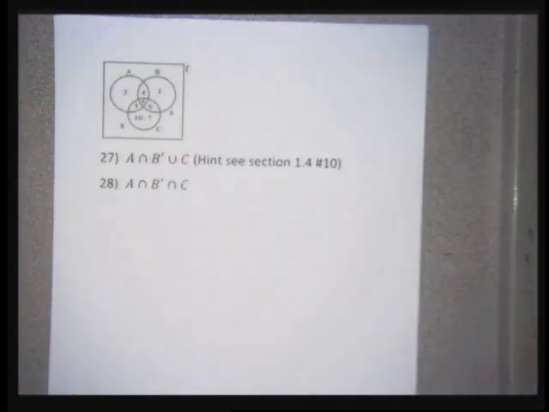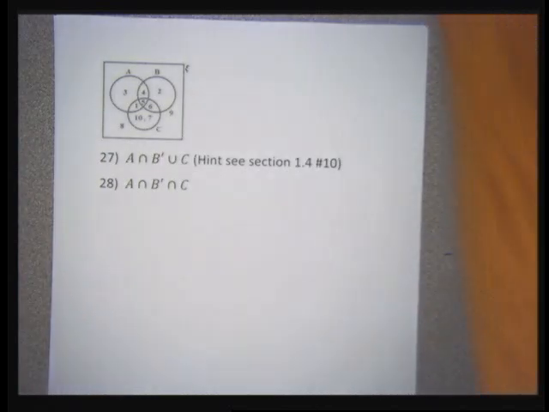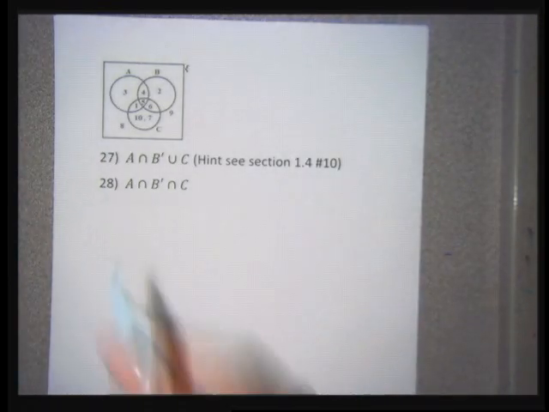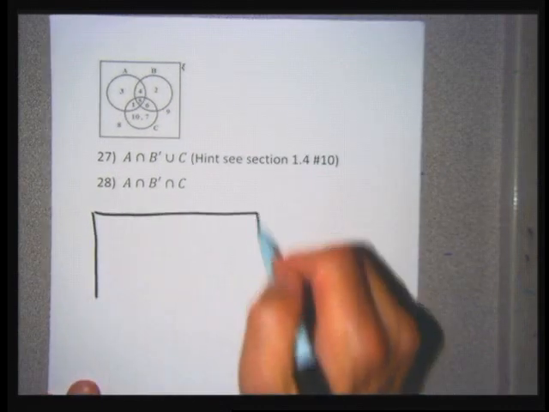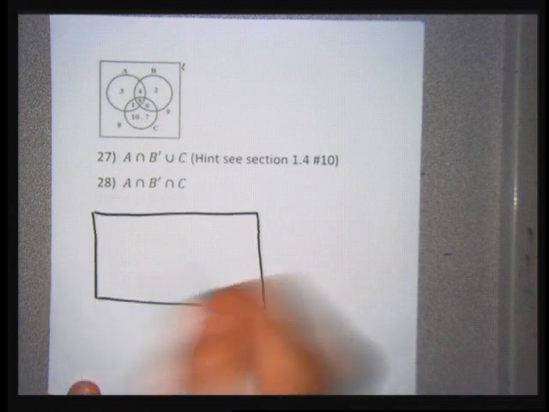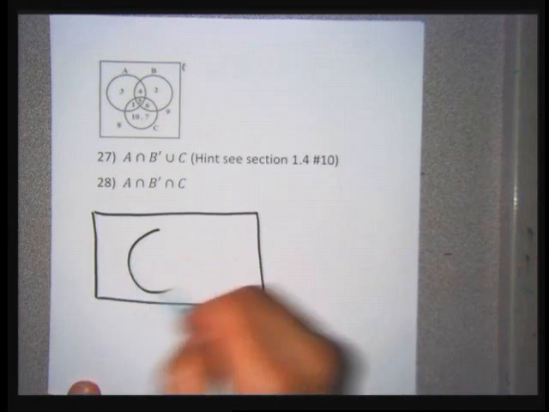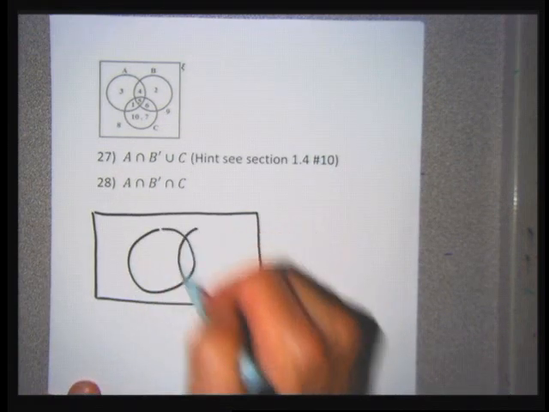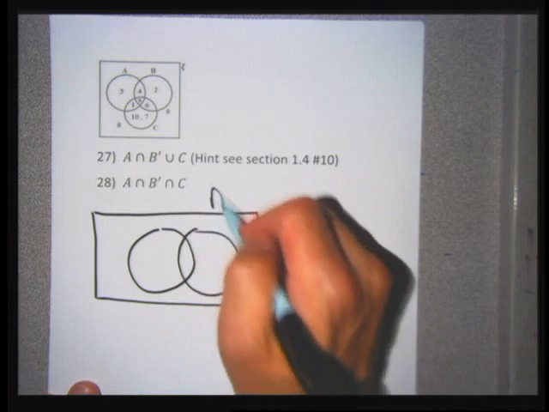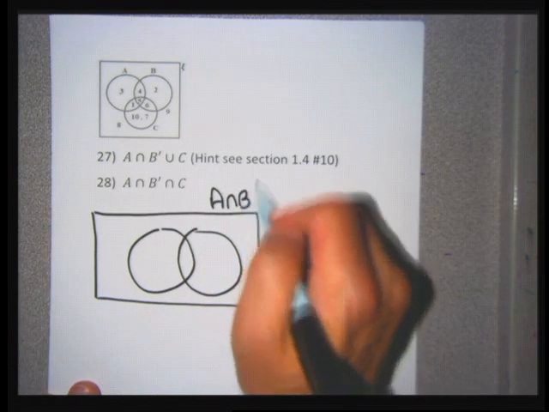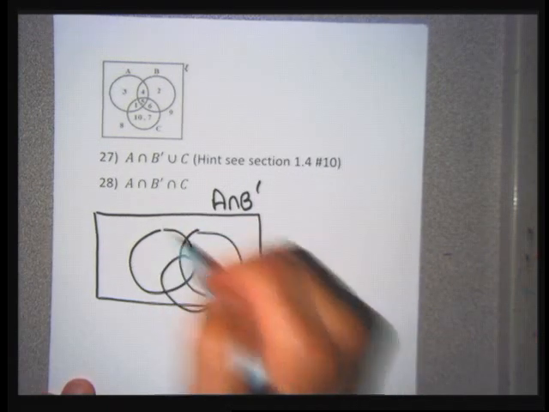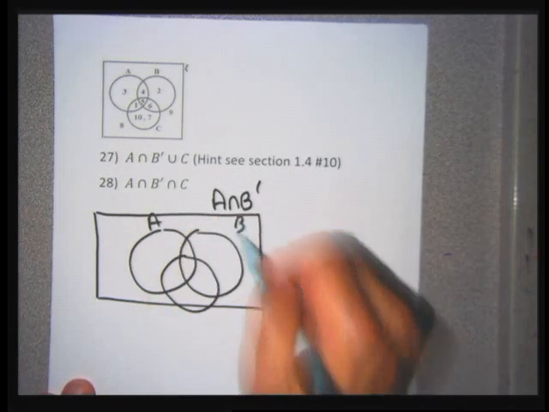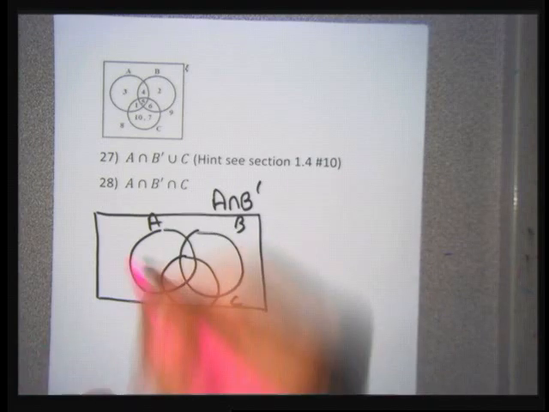2 more. Alright, so let me handle 28 by making a graph of A intersection B prime intersection C. First I'm going to do A intersection B prime. I'm going to do it in two colors because maybe this one isn't so obvious. So this is my beginnings of doing A intersection B prime for number 28. Oops, we forgot to put the C circle in. So A intersection B prime.